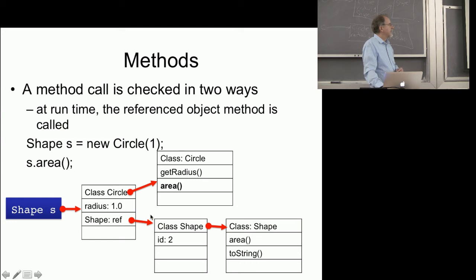If area did not exist here, then it would keep looking and say, okay, nothing in class circle. Hey, I'm also a shape because I inherit from shape. Do you have an area? And it says, yes, I have an area here. All right.